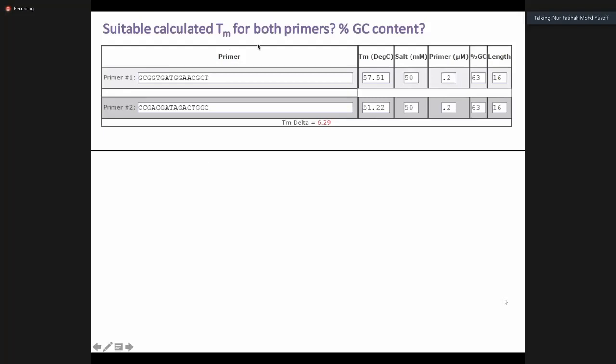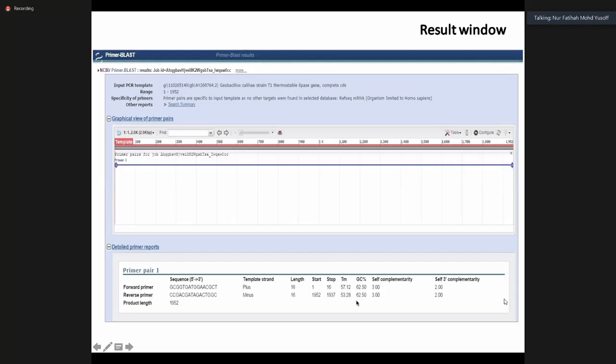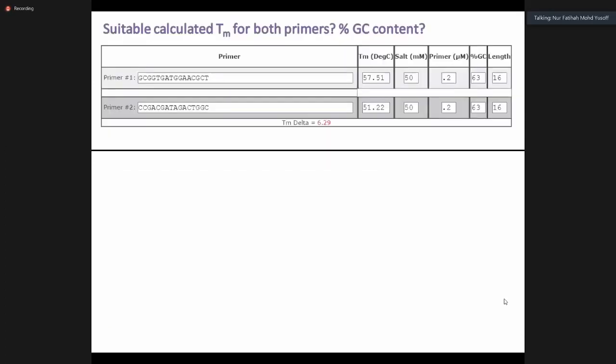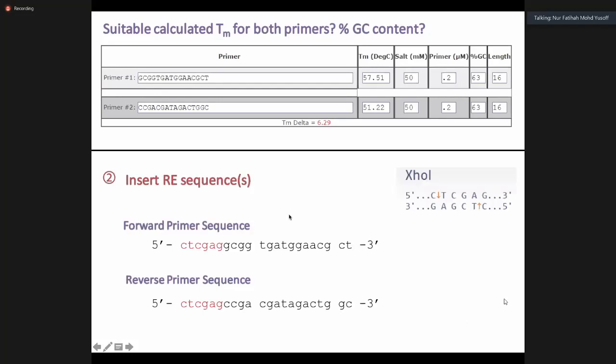You have to check whether the calculated melting temperature is okay or not, and sometimes you have to use another program to define whether your primer may form a secondary structure, for example a hairpin or loop. You can learn it during the practical later. Then, insert the restriction enzyme site sequence.